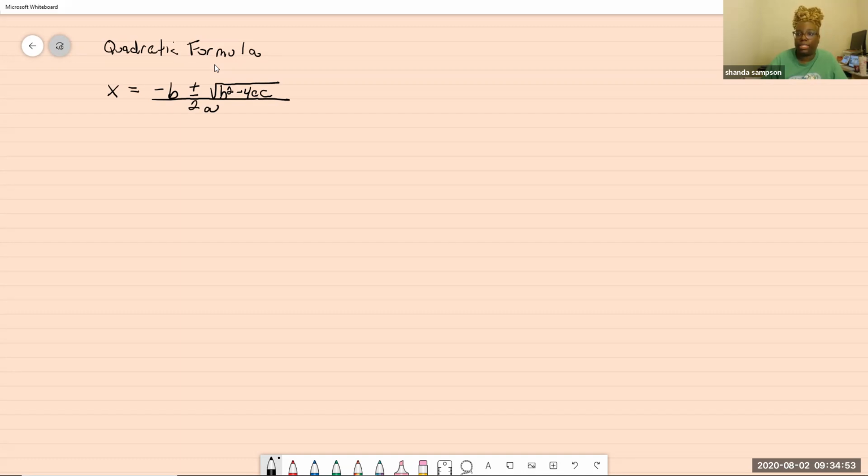The students always get this wrong because it's all over 2a, and what they do is they think that the b is over the 2a and not the rest of it. So let's jump into that.